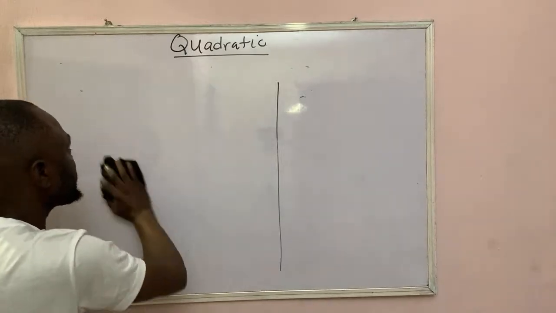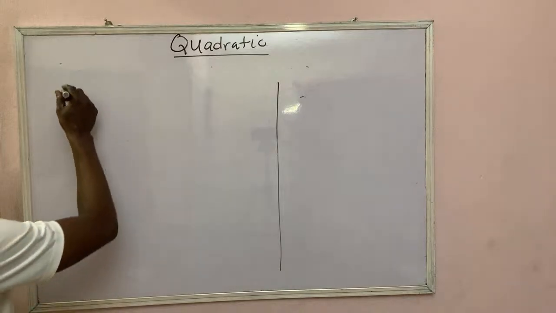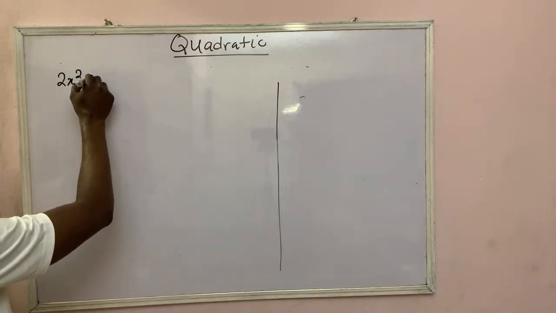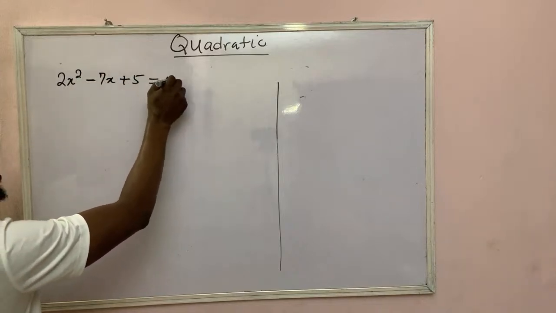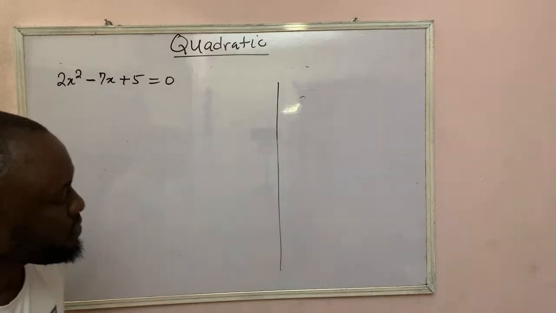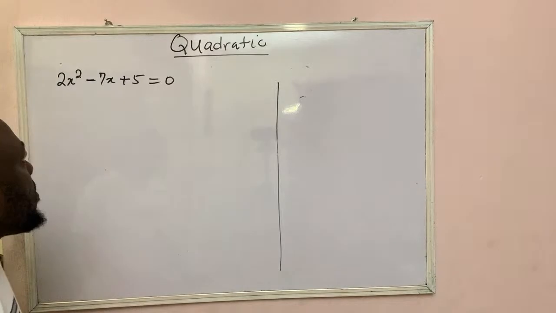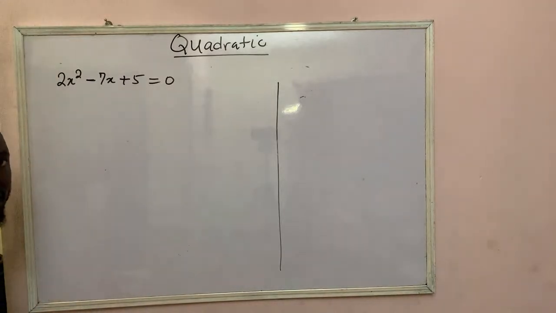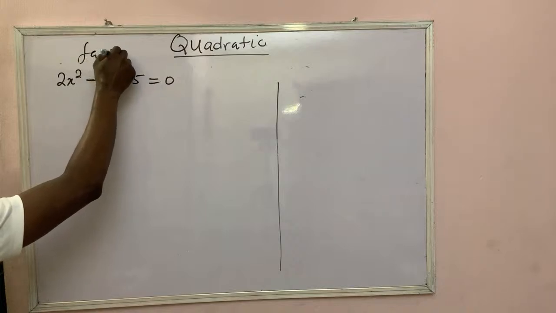Let's take more examples. Okay, let's say we have 2x squared minus 7x plus 5 equals 0. Now if you have this, we want to factorize this. We want to find the roots of the equation by factoring. So we are doing the method of factorization.